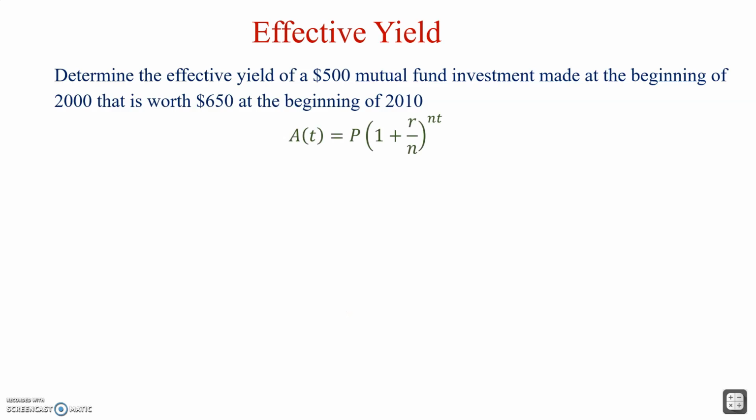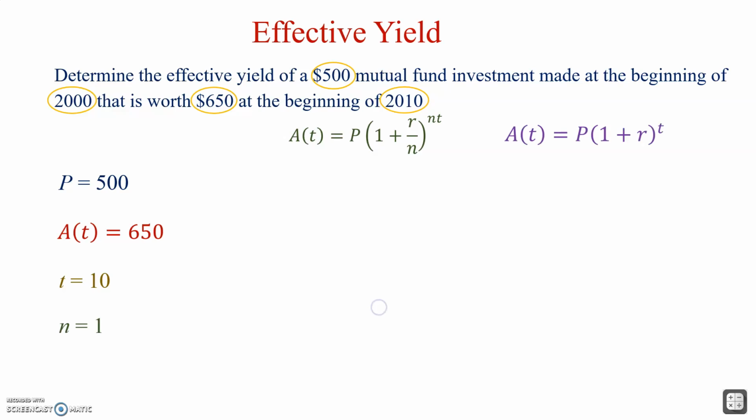So we would typically start with the compound interest formula. In this case, P, the $500 mutual fund, is the initial investment. A of T is $650. That's what they told us. T is 10 because we started in 2000 and ended at 2010. That's 10 years. And N is 1 because for effective yield, N always equals 1.